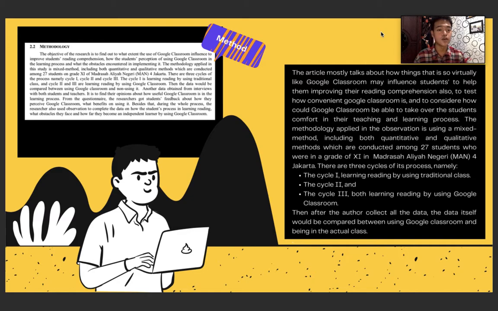Cycle 1 is learning reading using a traditional class, where students conduct their learning activity in the classroom. And cycle 2 and cycle 3 are the same: both are learning reading using the Google Classroom features. Then, after the author collected all the data, it was compared between using Google Classroom and being in the actual class.